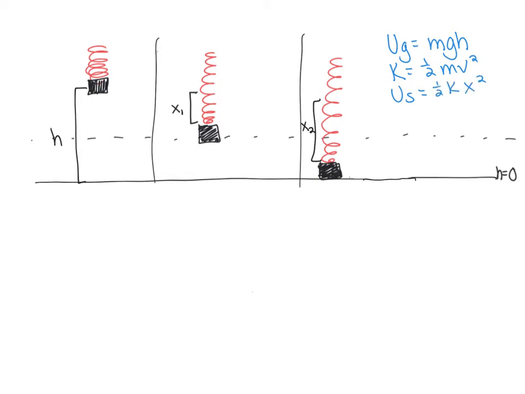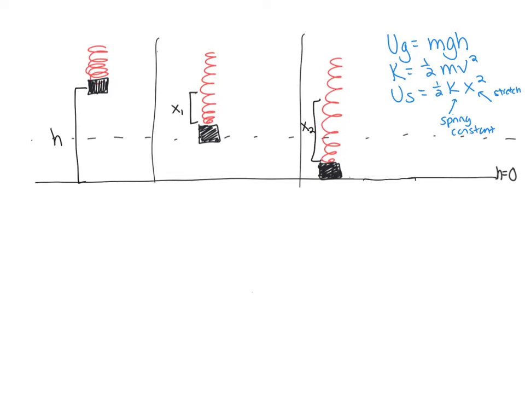So as a reminder for my spring potential energy equation, K is our spring constant, and I can find that using Hooke's law, and my X is the amount of stretch. Okay, so let's look through this situation. We have a spring. It is starting at a neutral spot, and then it is released.